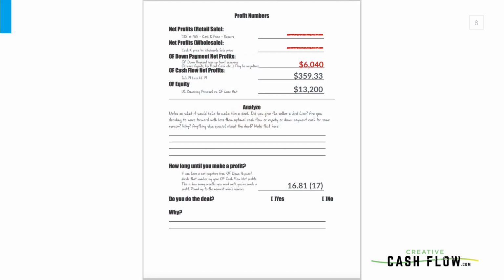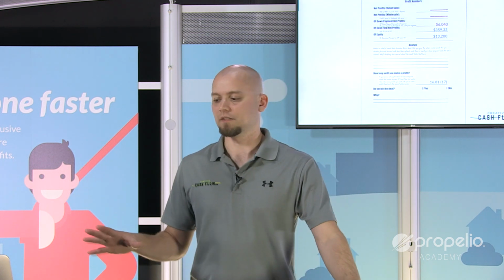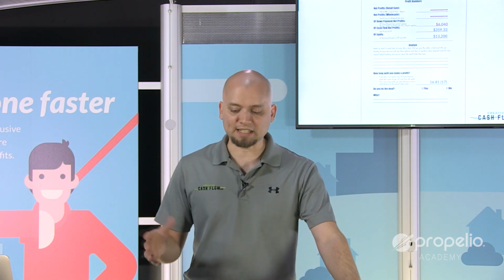And for those of you who know my rules of thumb, I want to get caught back up in about 18 months, right? So we're not going to make any money on this for the next 17 months. We're going net negative of $6,040. We're not going to make any money for the next 17 months. But that's okay. And why is that okay?